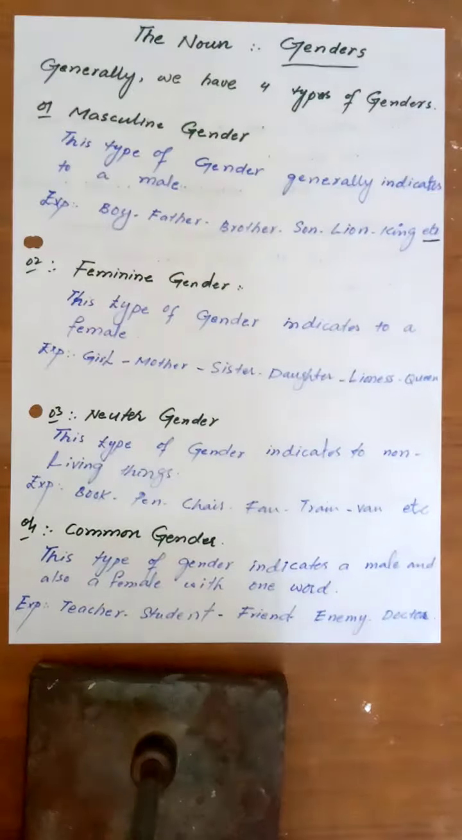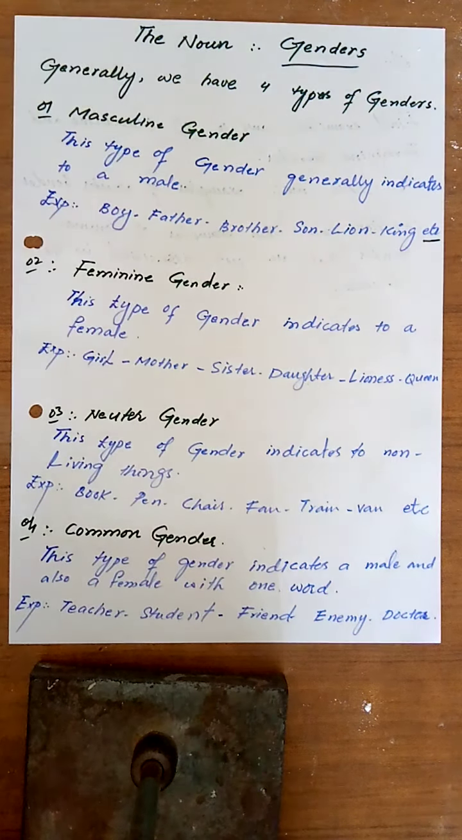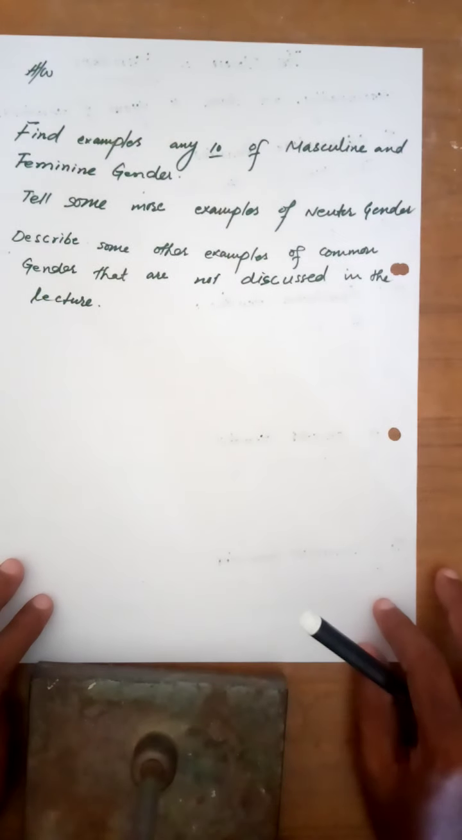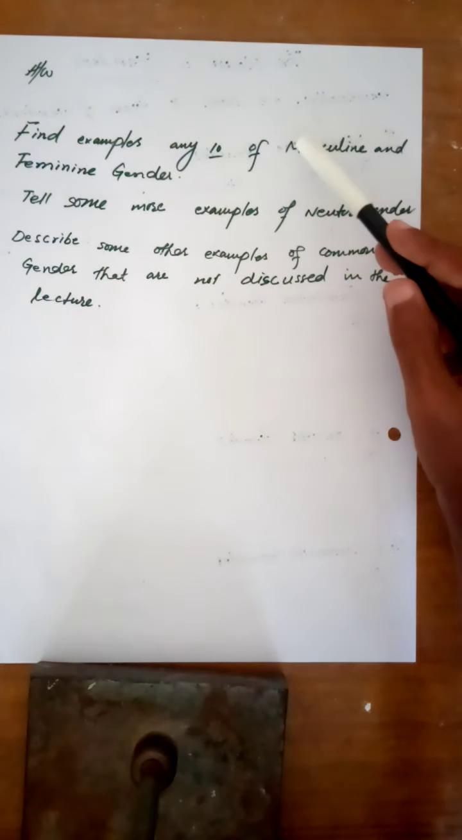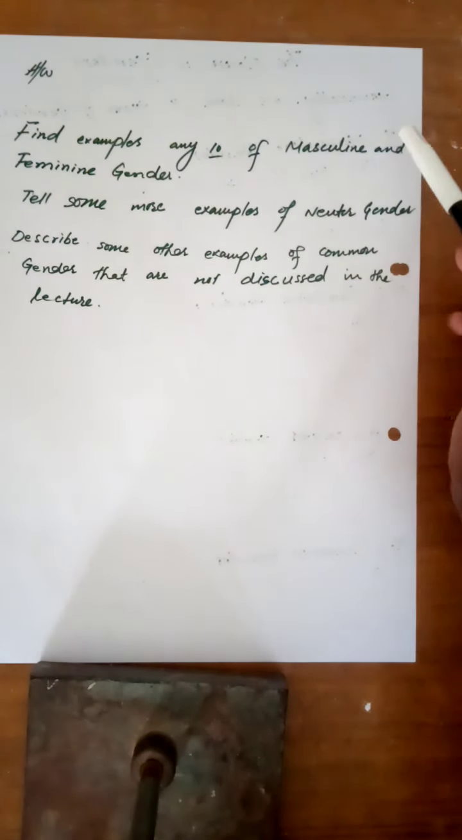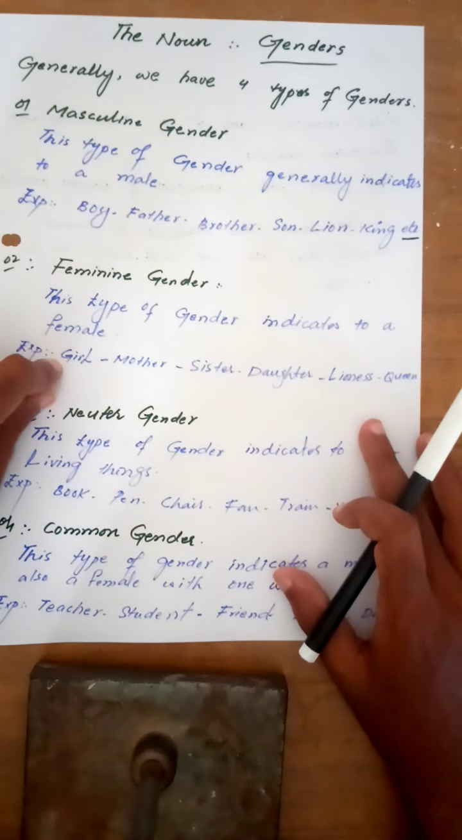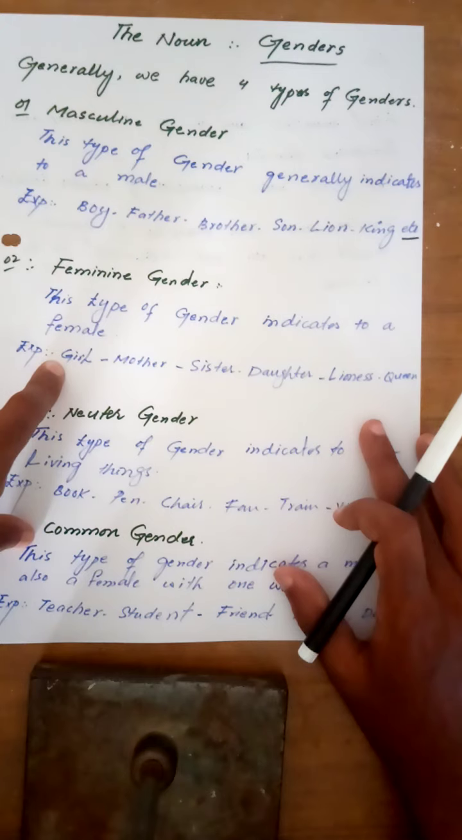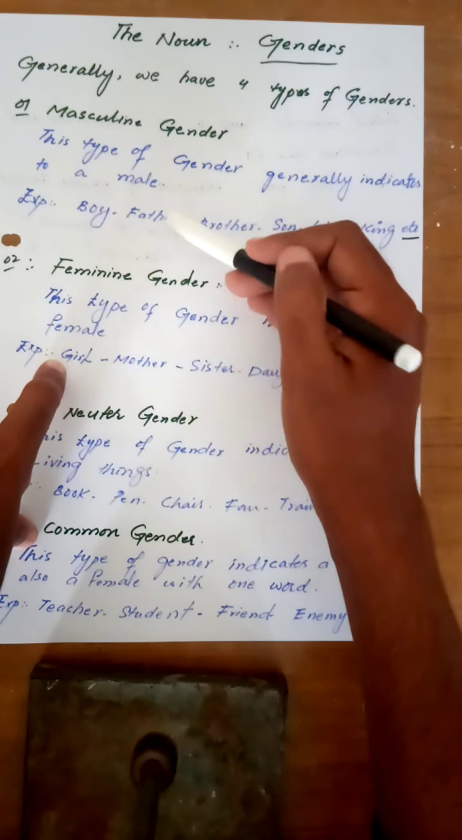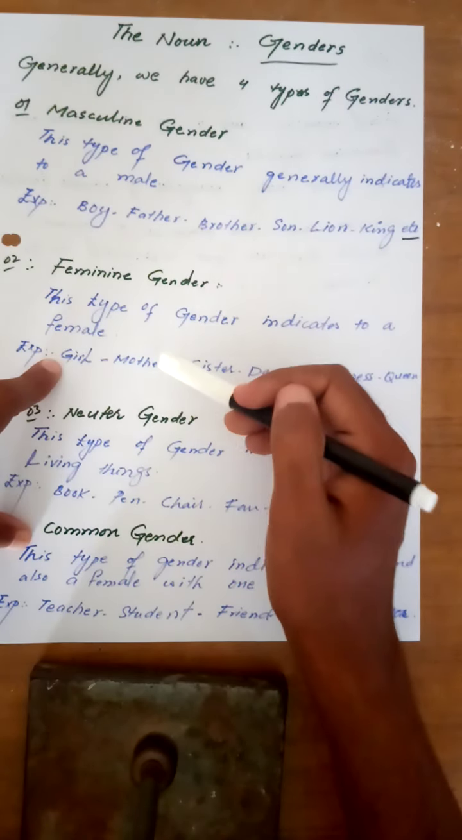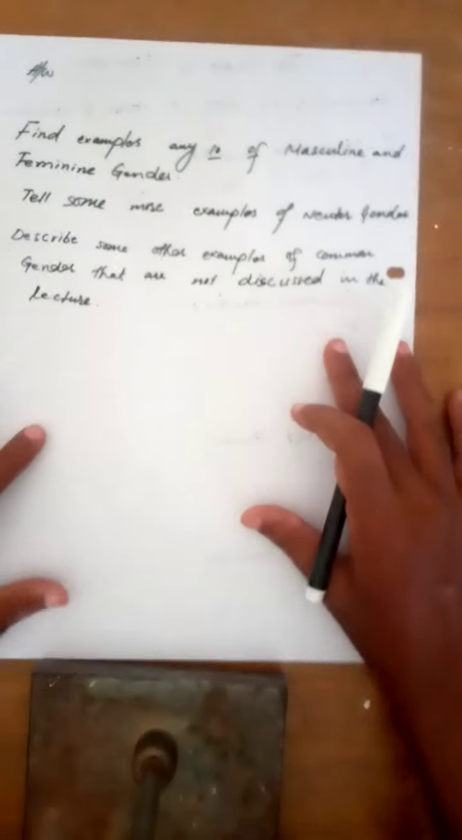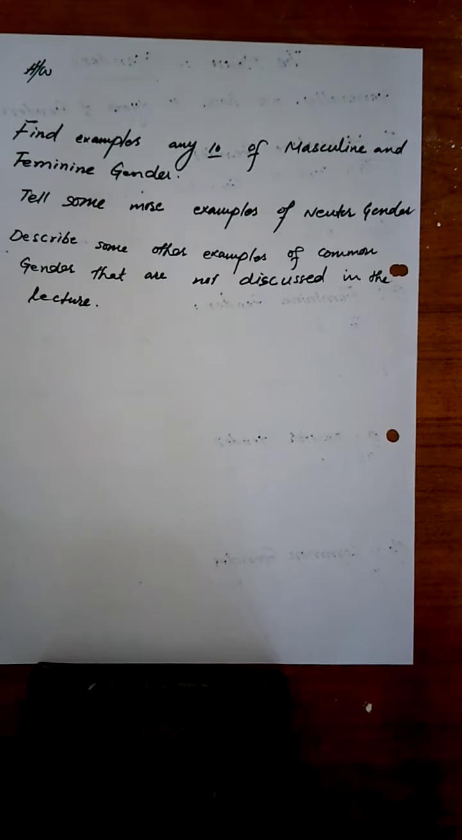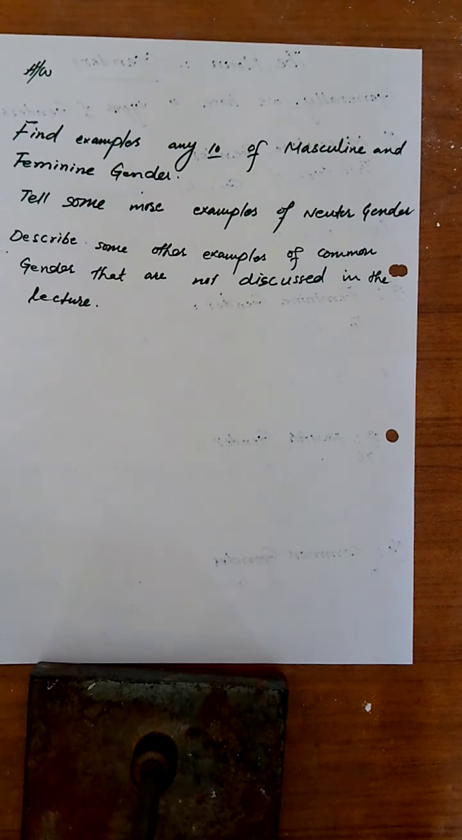Dear students, our today's lecture of English grammar ends here. Now it is time for me to give you your homework that I have written on the other side of the page. Find any 10 examples of masculine and feminine gender. As I have written boy and I have written the feminine gender of it, girl. As I have written father, I have given the feminine gender, mother. You have to find 10 more examples to define masculine and feminine gender.